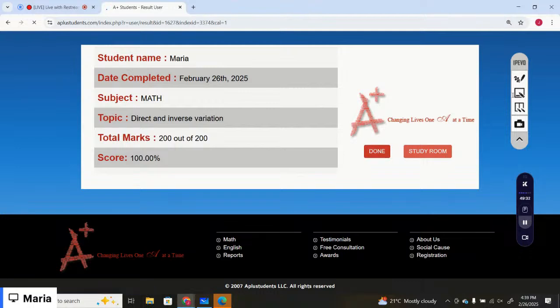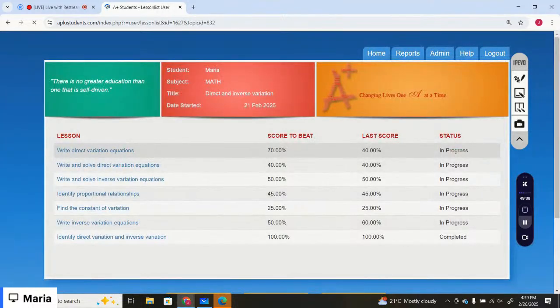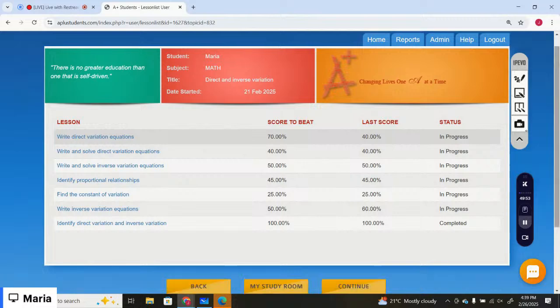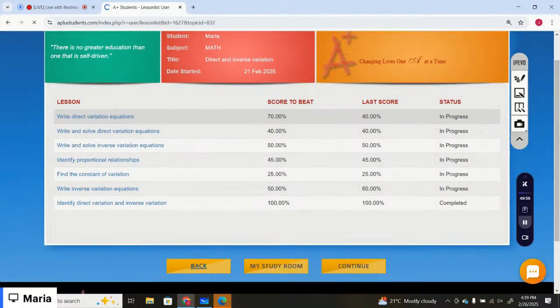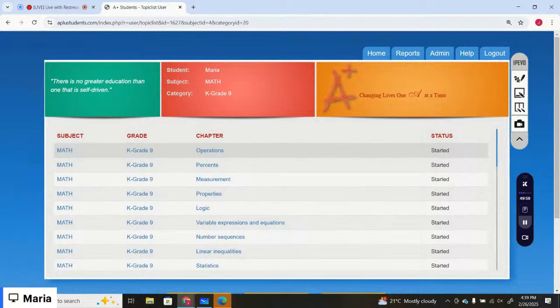Okay, we are done with the lesson. So we were working on grade 9 math, on the chapter direct and inverse variation. The lessons we have covered today are find the constant of variation, write inverse variation equations, identify direct variations and inverse variations. So please make sure you have your notebook and pencil so that you can note down the important examples well.